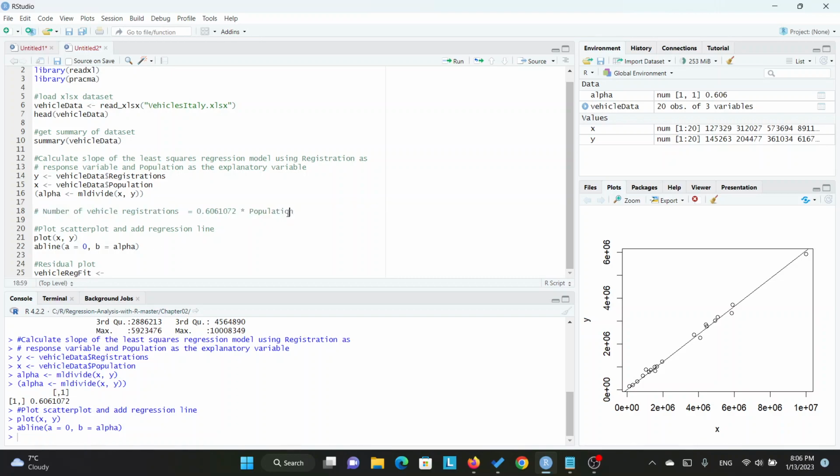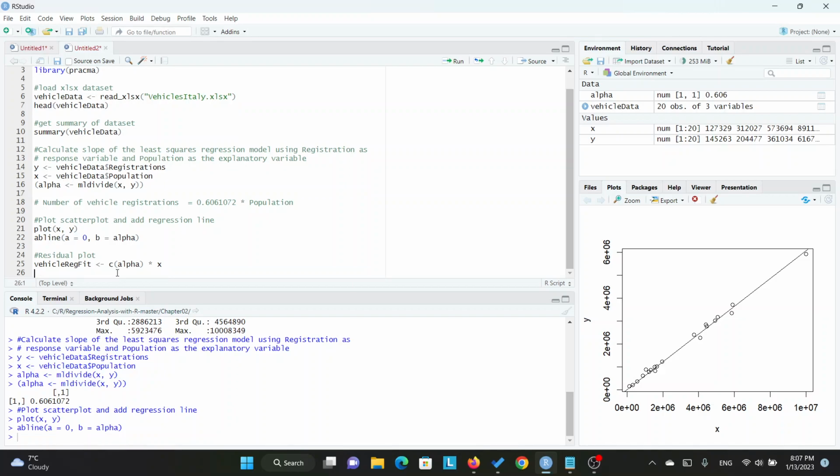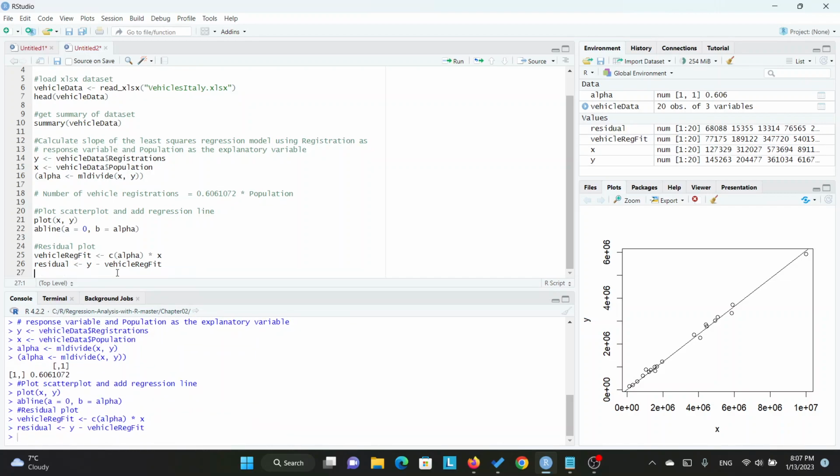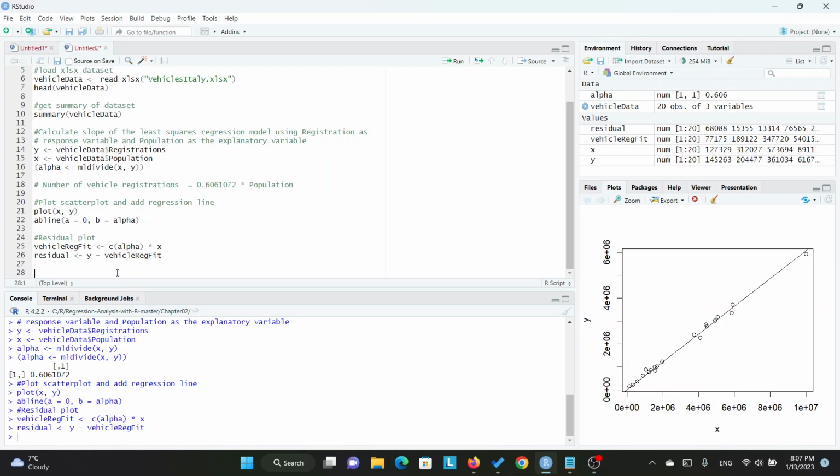So we're going to multiply population by our alpha value. So we're going to do C of alpha times x. That's going to give us the fitted values. And then we're going to calculate the residuals. Residual is just going to be y minus the fitted y values, that is the vehicle reg fit. Okay, so run those. There you go. So that should give you the residual values.